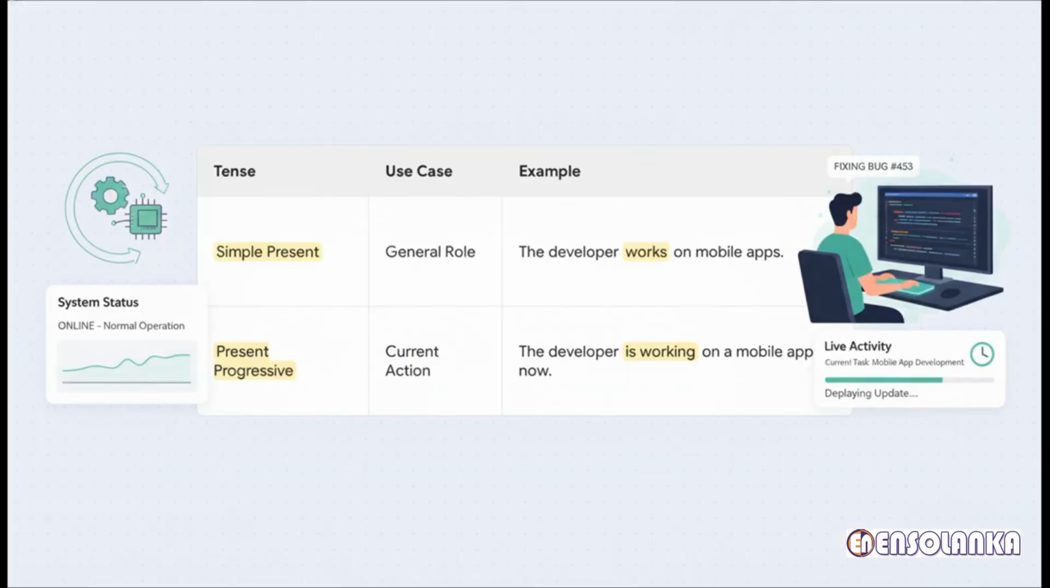This table right here makes the difference crystal clear. "The developer works on mobile apps." That describes their general role or specialty. It's a state. But "the developer is working on a mobile app now." That describes their current task. It's an action. That tiny change communicates a world of difference in a daily stand-up meeting.